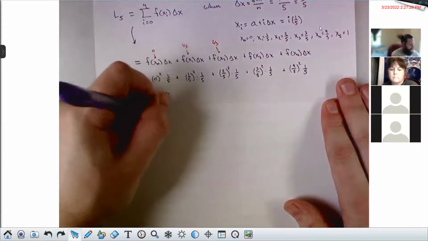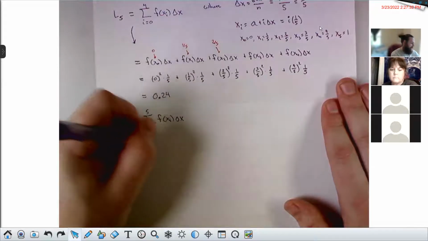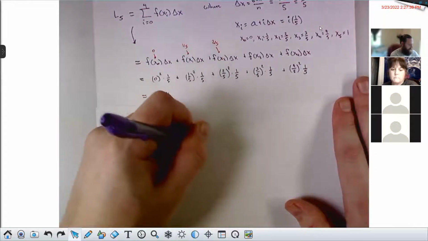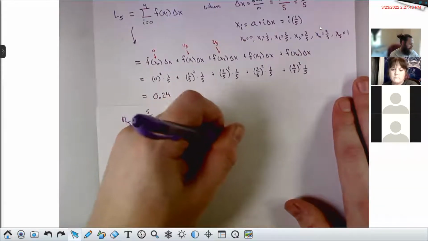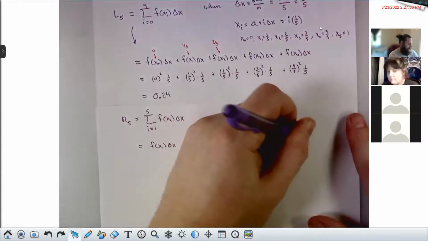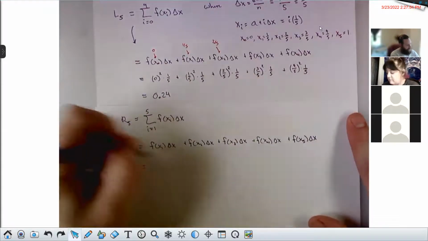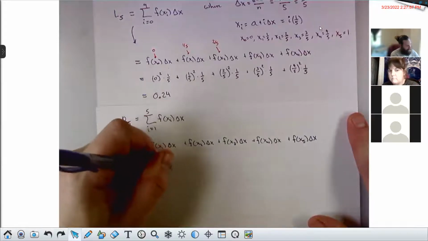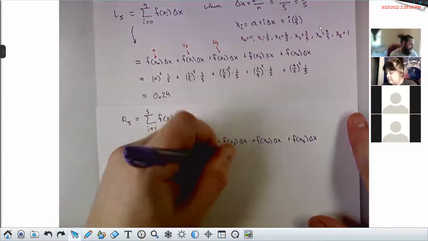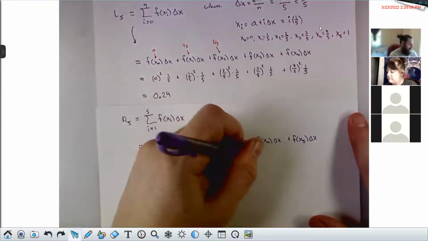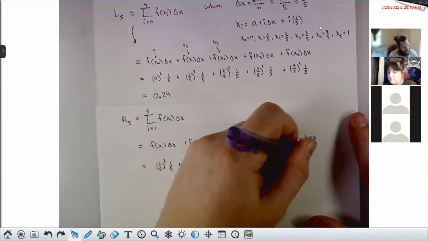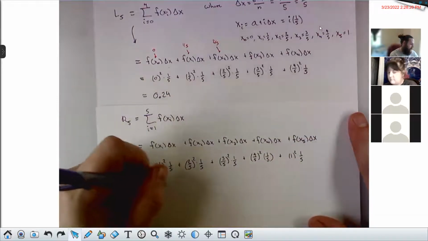Sum from 1 to 5 of f of xi delta x, which is f of x1 delta x plus f of x2 delta x plus f of x3 delta x, f of x4, f of x5 delta x, which was going to be 1/5 squared times 1/5 plus 2/5 squared times 1/5 plus 3/5 squared times 1/5 plus 4/5 squared times 1/5 plus 1 squared times 1/5. Well, this guy came out to 0.44.